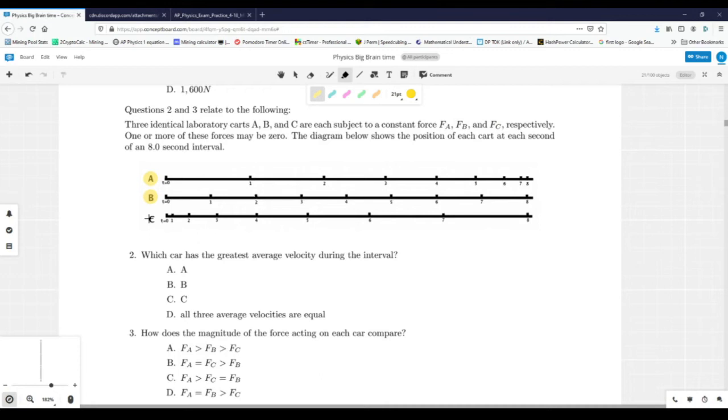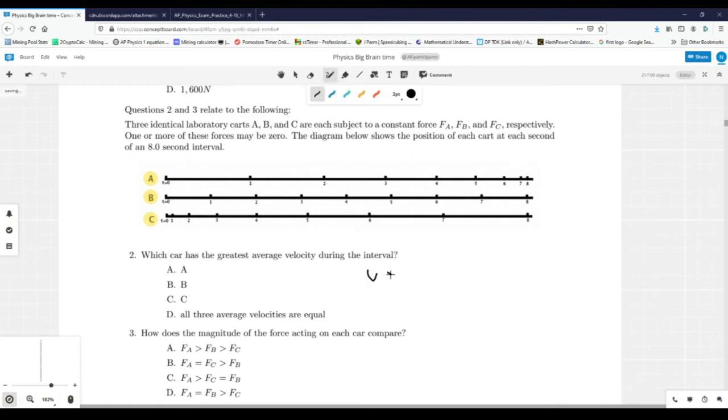So 0 acceleration. And what is cart C doing? Increasing acceleration and velocity throughout. Yeah, so it starts off at slow speed and accelerates to a large velocity. How far do each of these carts travel? The same distance. Okay, and how long do each of these carts take to travel that distance? 8 seconds. 8 seconds, right?